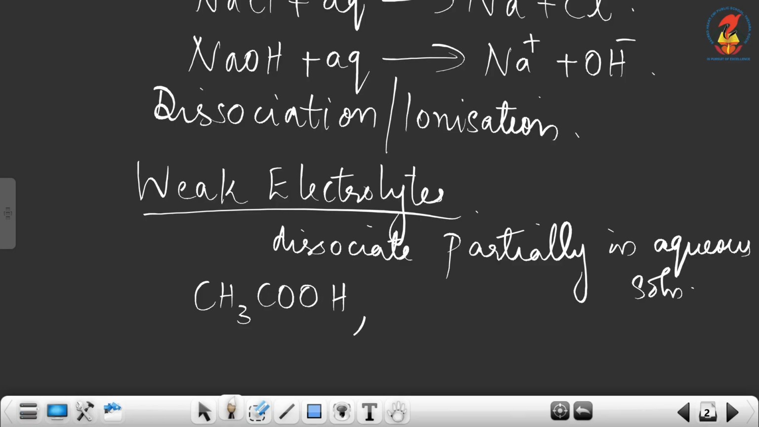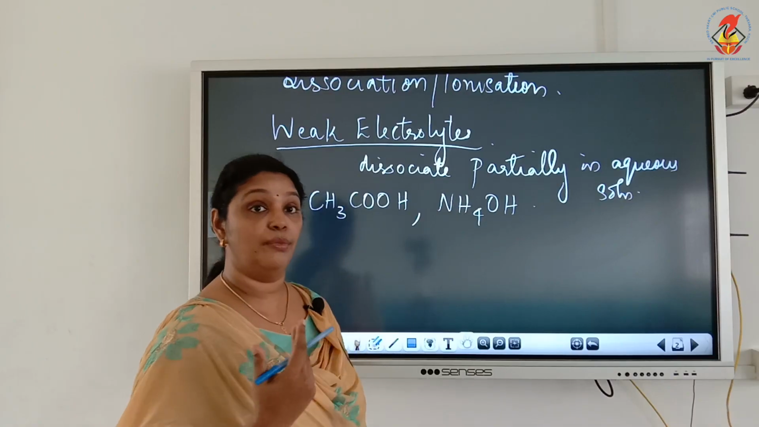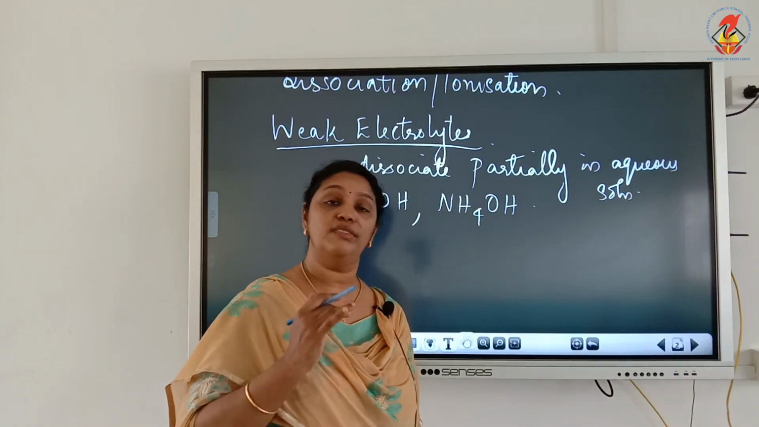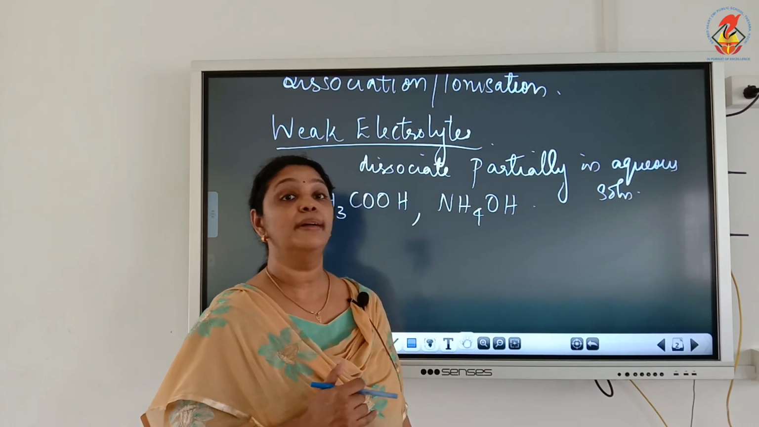This is a weak acid. Now for a weak base, the example is ammonium hydroxide. So acetic acid and ammonium hydroxide are weak electrolytes. Acetic acid is a weak electrolyte which is an acid, and ammonium hydroxide is a weak electrolyte which is a base.